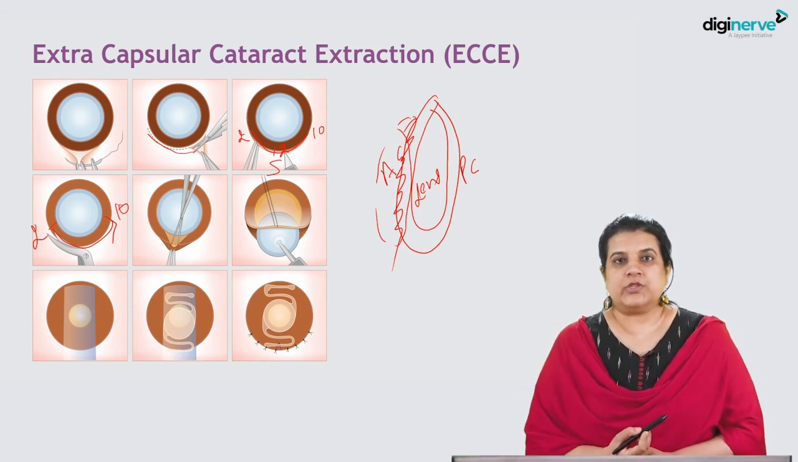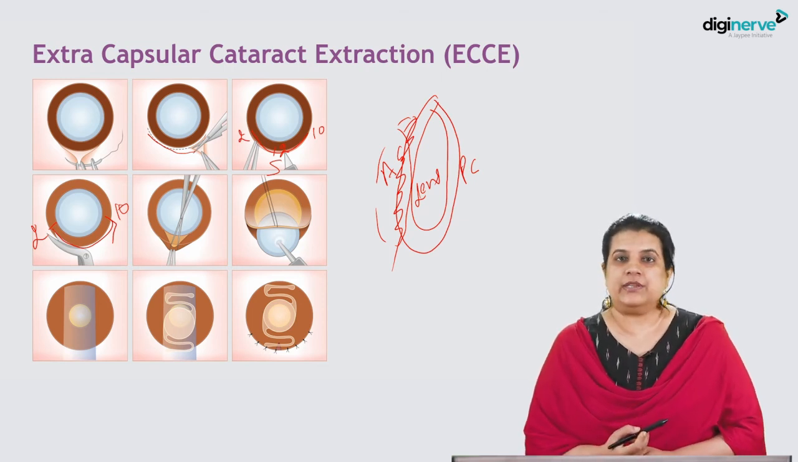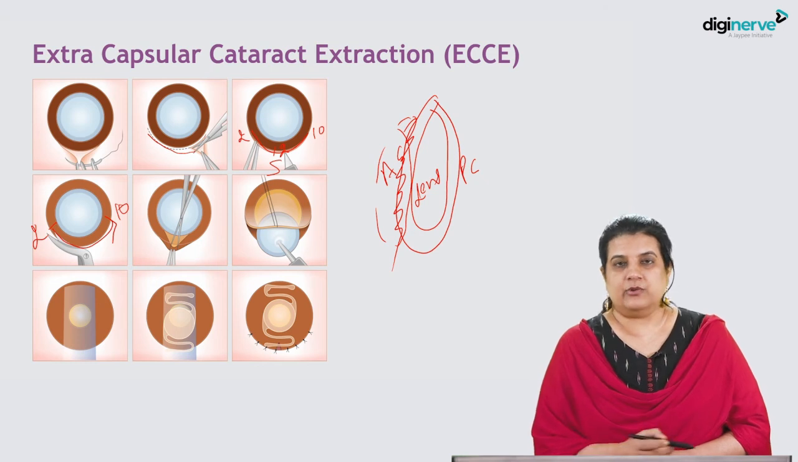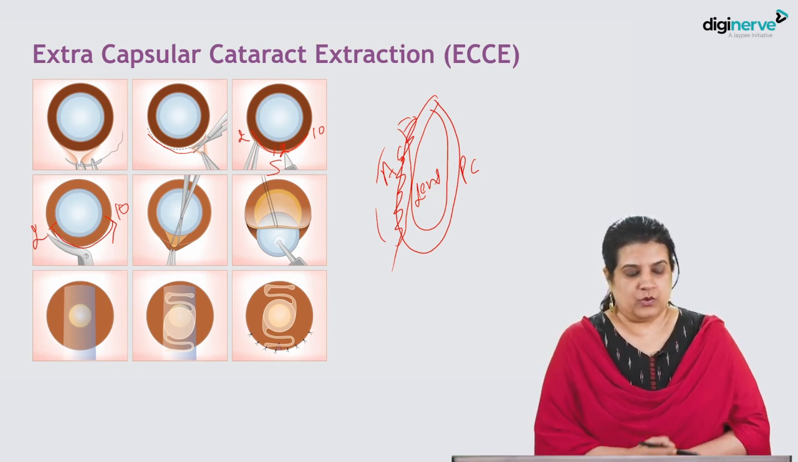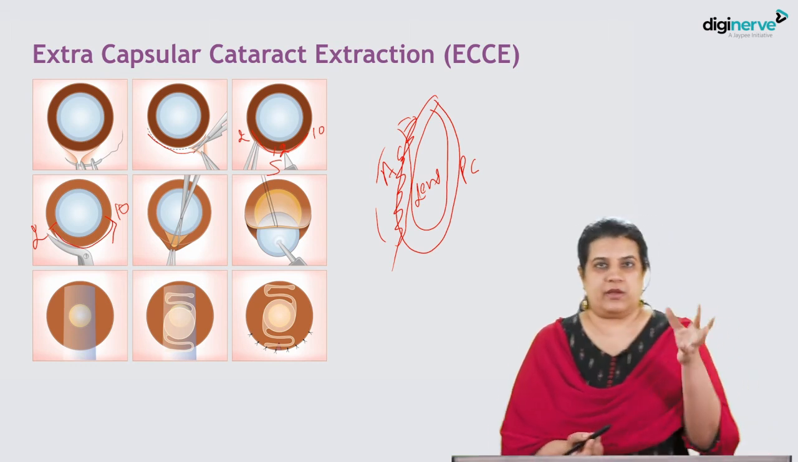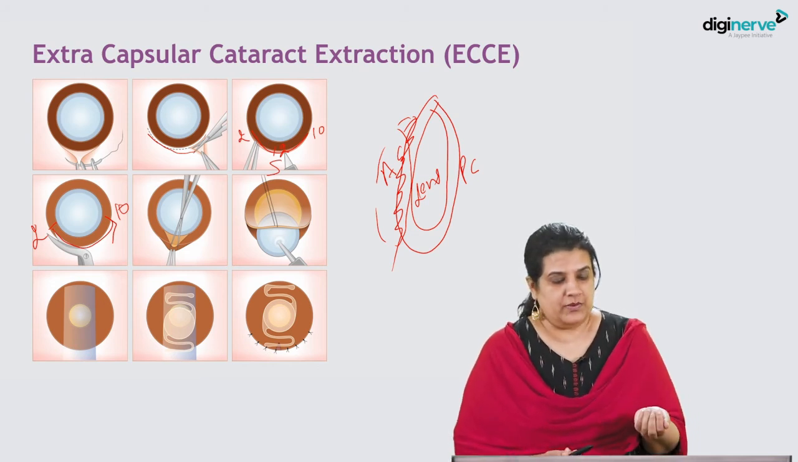And then using instruments like wire vectis and lens hook and using the pressure counter-pressure technique, I try and take out the lens from the section that I have created. Once the lens is out, then I do irrigation and aspiration of the cavity to remove the remnant cortex that is adhered like strands in the periphery.